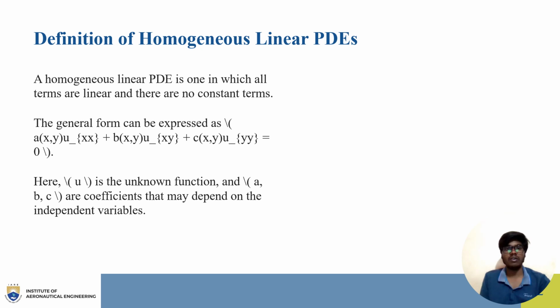And a definition of homogeneous linear partial differential equations. So here a homogeneous linear partial differential equation is one in which all terms are linear and there are no constant terms. The general form can be expressed as a of x,y into u of x equal to plus b of x,y into u of x,y plus c of x,y equal to 0. Here u is unknown function and a, b, c are coefficients that may depend on the independent variables.